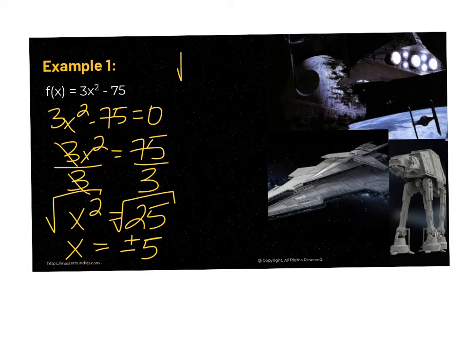Remember the square root of 25 equals 5 because, hang on, my dog was itchy.